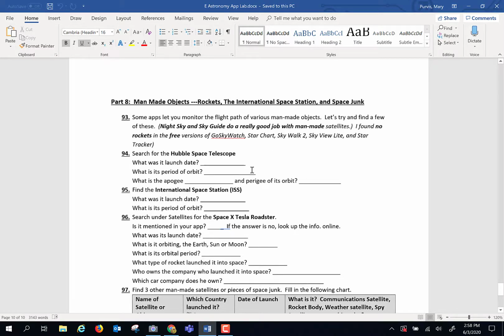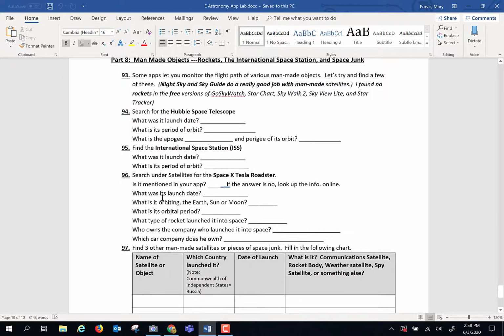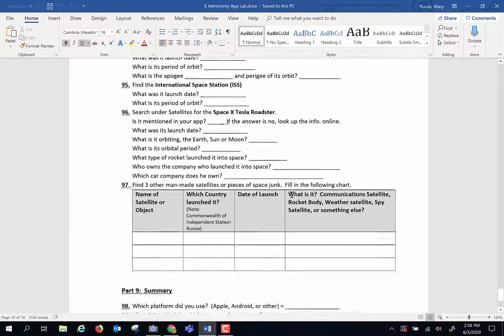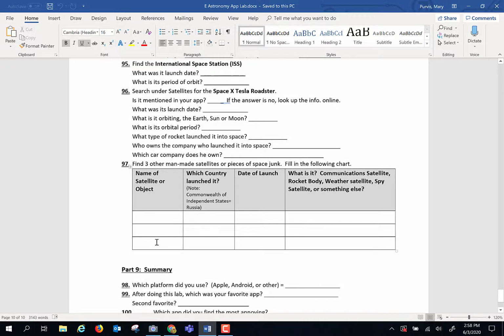And if you can't find some of this on your app, definitely look online. A few years back, SpaceX was testing one of their rockets, so they launched a car into space. Of course, it was strapped in. Of course, it's not just floating around like a free car out there, but see if you can find some information about that. And find some other satellite or junk that's floating around.